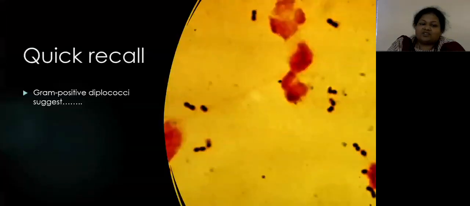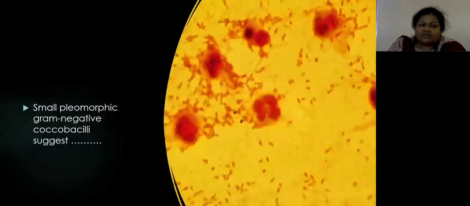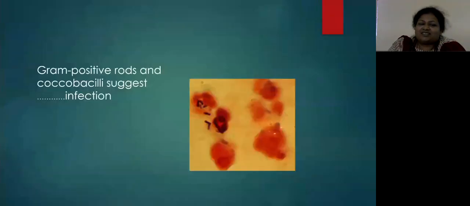Okay, last question. What is this? CSF showing gram positive diplo... Okay. Gram negative diplococci? You're seeing it, no? Kidney shaped stuff here. Yeah. What are gram negative coccobacilli in the CSF? Gram negative coccobacillus. Yes, Haemophilus. And gram positive rods and coccobacillus? Listeria. Okay.